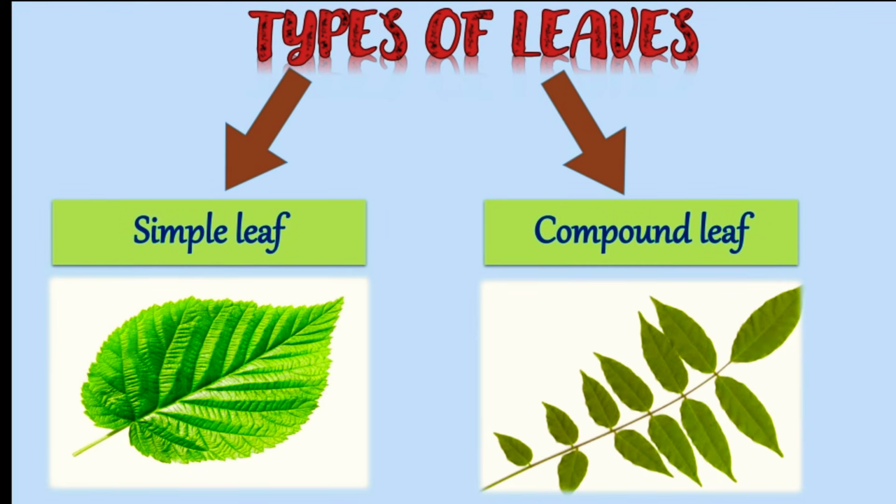Leaves are mainly of two types, simple leaves and compound leaves. So what is a simple leaf? It is a single leaf that is never divided into smaller leaflet units. On the other hand, compound leaves are divided into smaller leaflet units, as you can see in the picture.